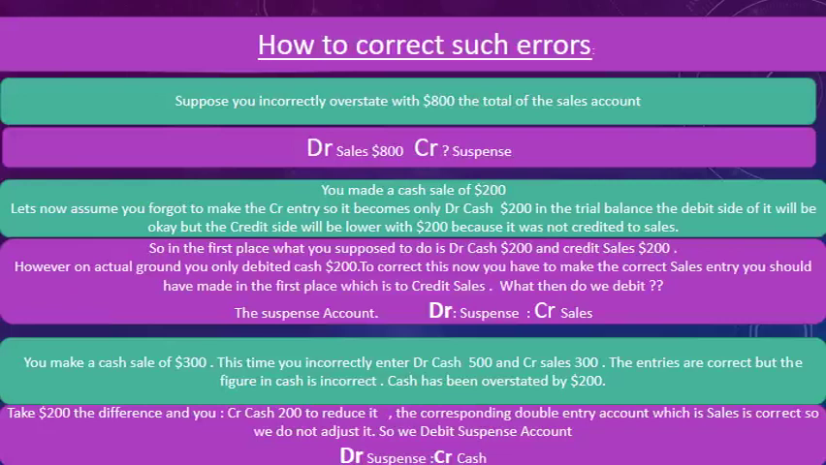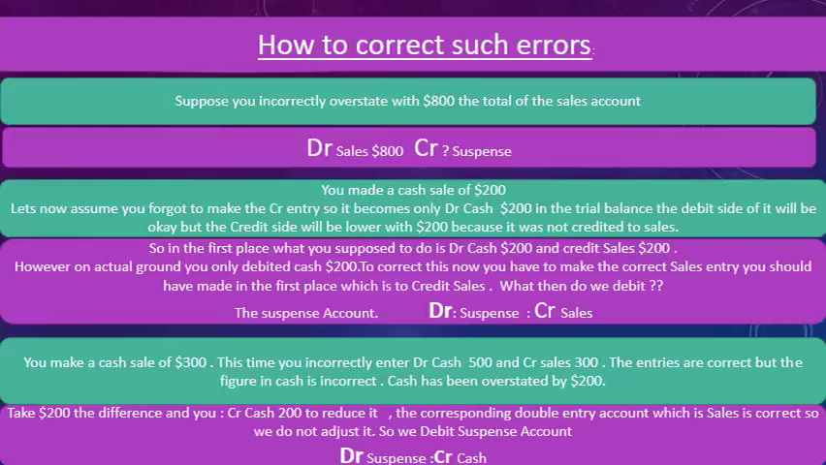What then do we do to correct this? Take the $200 difference and you credit cash 200 to reduce it. Remember, cash is an asset, so it has a debit balance. To reduce an asset's value, we credit it, right? So credit cash 200. Why? Because we have to reduce it. It has been overstated. It's overvalued. So we have to reduce its value so that it becomes that which we need.